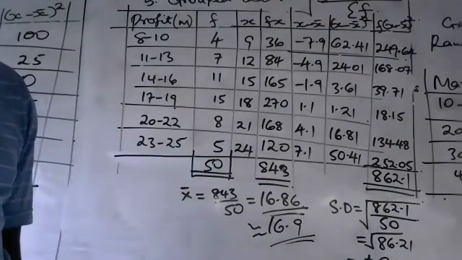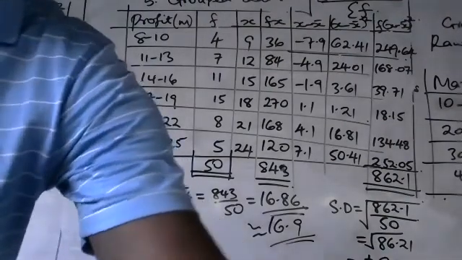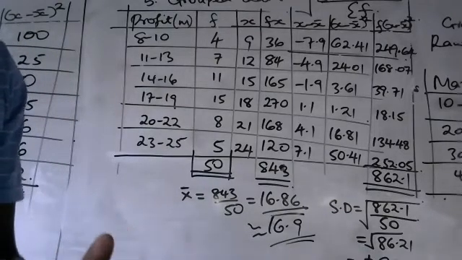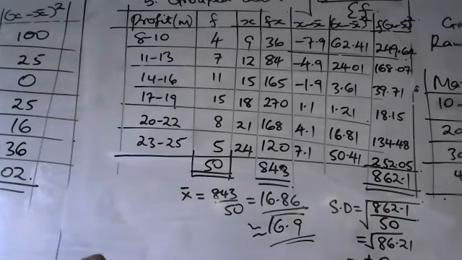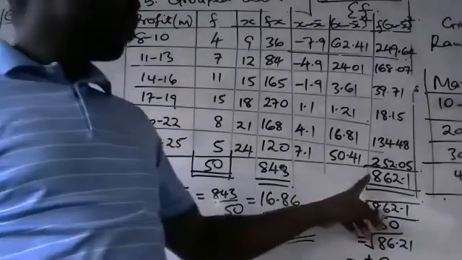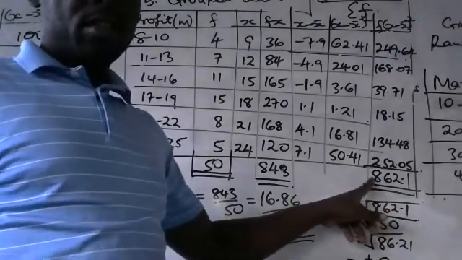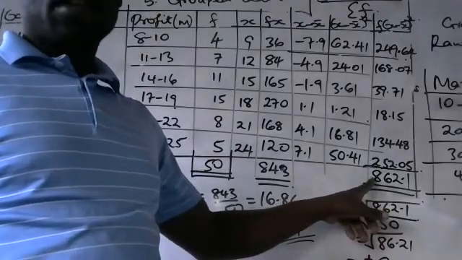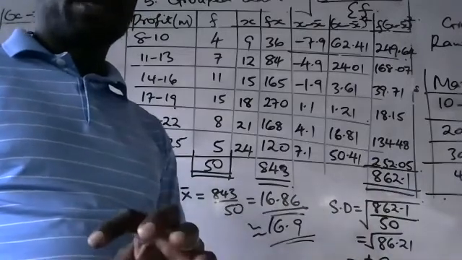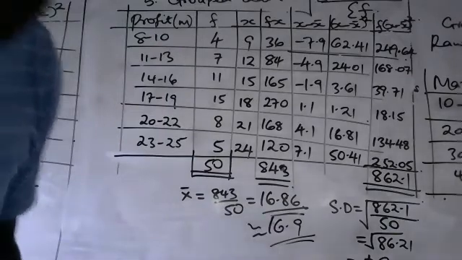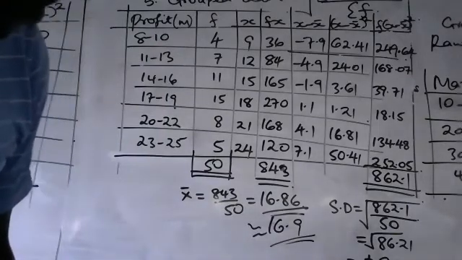Here we have made a mistake. Standard deviation: 862.1 divided by 50 comes to 17 point something, 17.242. You get what? 17.42. Which is the figure here? The figure is right, but you made a mistake in that division. Let one person say: 862.1 divided by 50, you get 17.24.